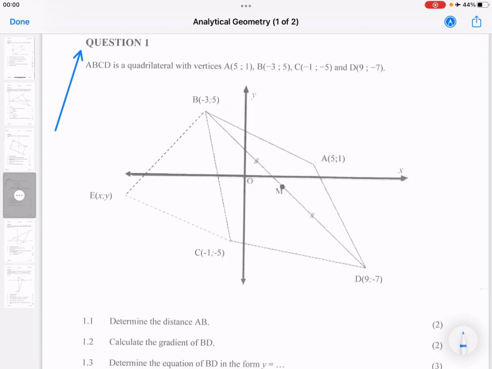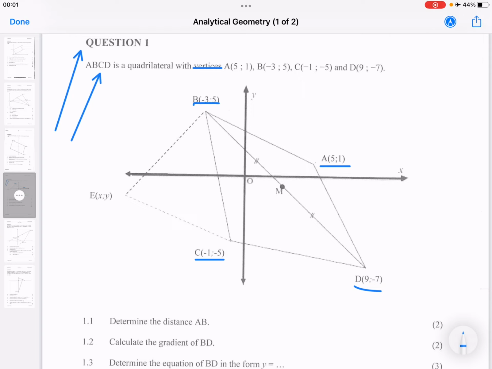So the statement reads as follows: A, B, C, D. Where's A? Okay, there is A. Where is B? Oh, there is B. C. Oh, there is C. D. There is D. Okay, so A, B, C, D is a quadrilateral with vertices. Remember, with vertices refers to the corners.